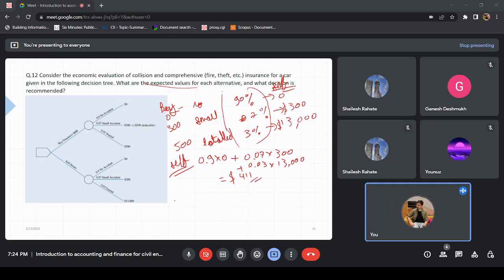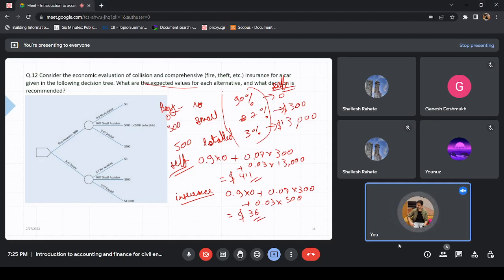It comes out to be 411. Now if you go for insurance, what figure changes is, again, 0.07 into 300 plus 0.03 into, instead of 13,000 it's now only 500. So this value comes out to be 36. So now tell me, will you be going for insurance or will you not be going for insurance? The calculation is in front of you. So will you buy the insurance or not?